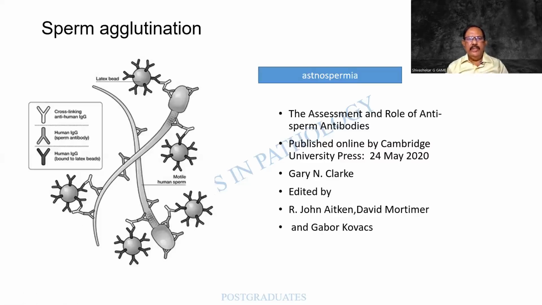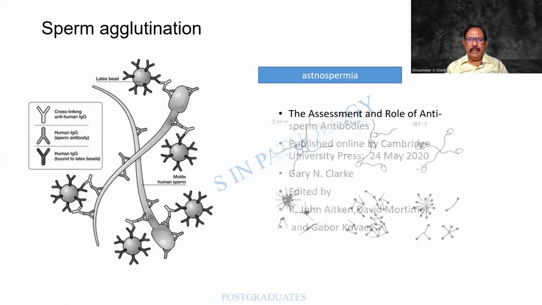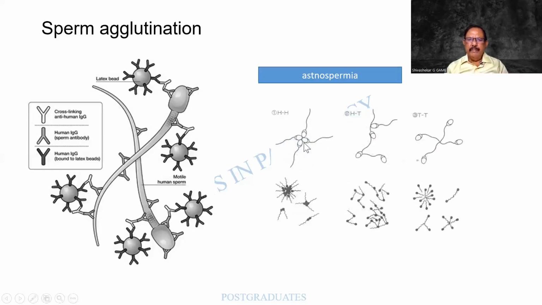Even otherwise, you will see the clumping as such. There are the cross-linking anti-human antibodies over here, the anti-sperm antibodies over here, and there is an antibody that is bound to the latex. So it is something like a sandwich technique that you see in immunohistochemistry. Thanks to this wonderful reference. And this incidentally means total absence of sperms or total clumping. When I say clumping, it can be head-to-head clumping, head-to-tail clumping, or tail-to-tail clumping.